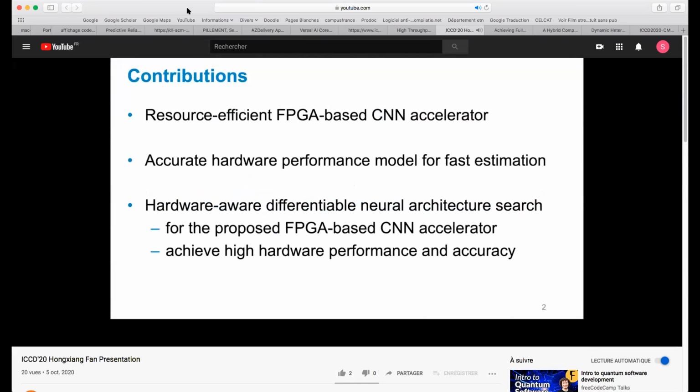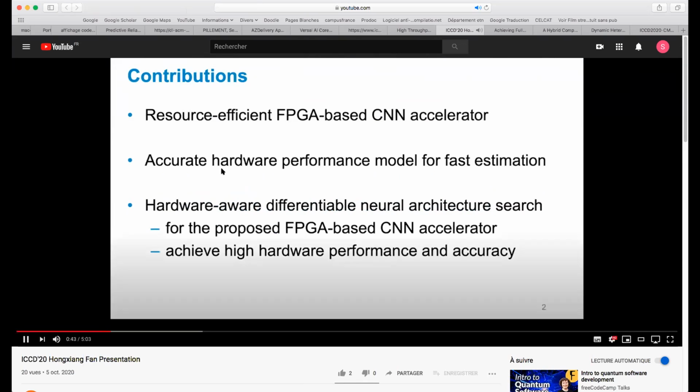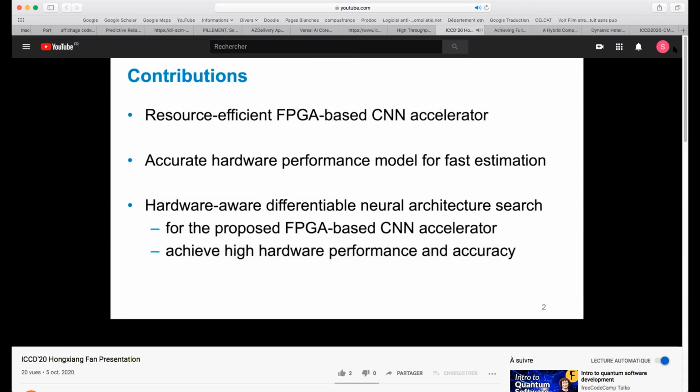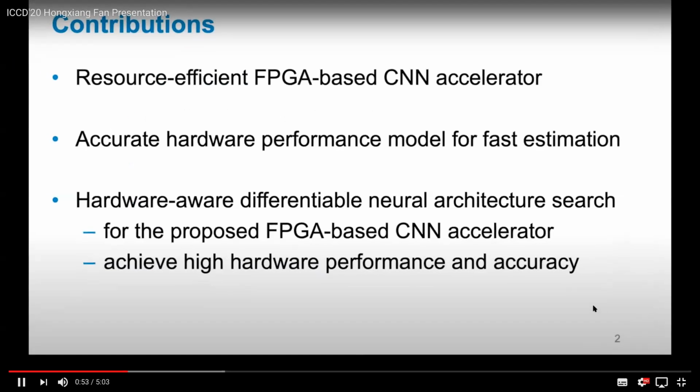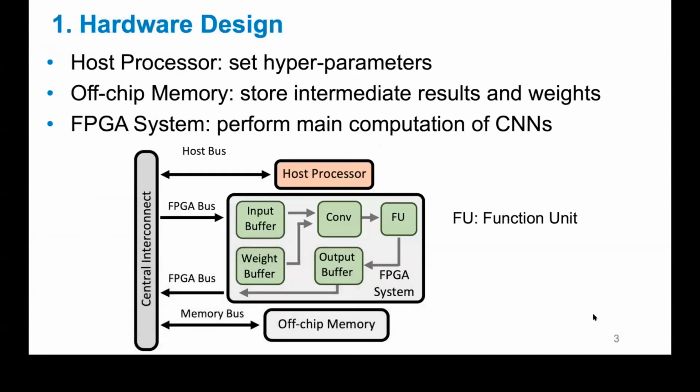Our contribution includes, firstly, we propose an FPGA-based CNN accelerator with high resource efficiency. Secondly, we propose an accurate hardware performance model to speed up the performance estimation. Thirdly, we apply the hardware-aware differentiable neural architecture search to achieve high hardware performance as well as accuracy on the proposed FPGA-based CNN accelerator. Now, let's start from our hardware design.